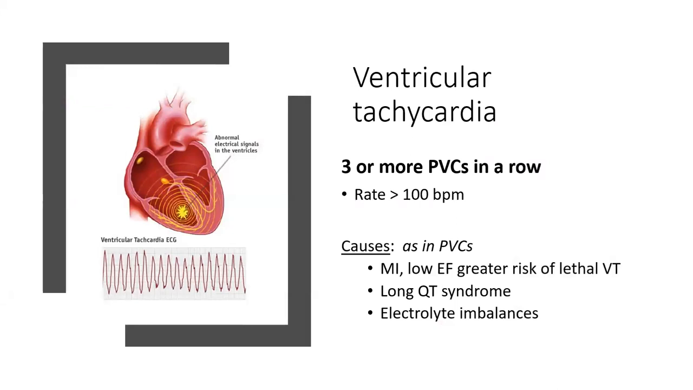So ventricular tachycardia is three or more PVCs in a row. While one PVC may not be anything to worry about, once we start hitting three or more, we're getting concerned. Rate is greater than 100 beats per minute. Causes are the same as in PVCs: MI, low ejection fraction, greater risk of lethal ventricular tachycardia, long QT syndrome, electrolyte imbalances.